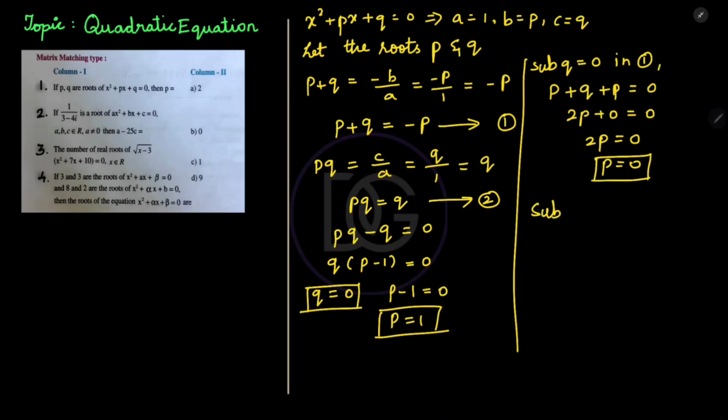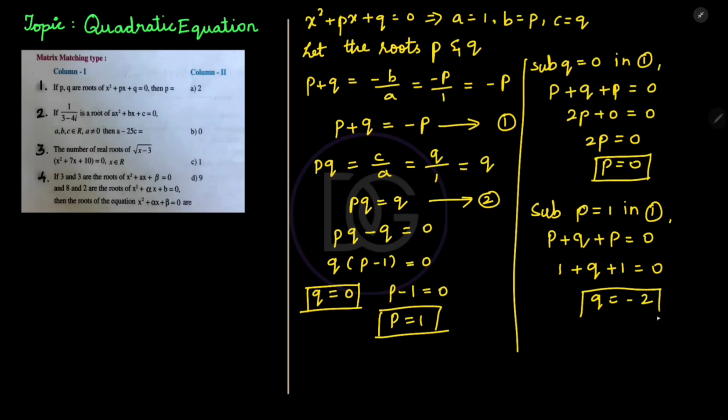Then substitute p equal to 1 in first equation. p plus q plus p equal to 0. p is 1, so 1 plus q plus 1 equal to 0. q equal to minus 2. These are the values of p and q for this equation. Now we want only p values. So therefore p equal to 1 and p equal to 0. That is option B and option C.